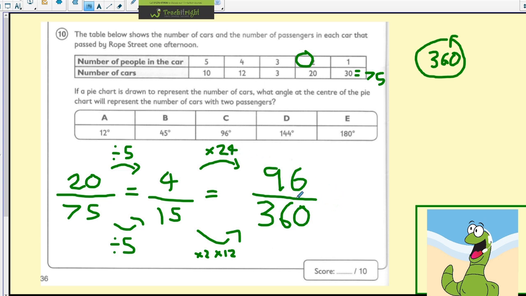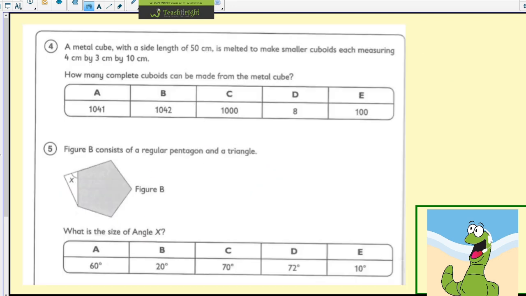Final answer then is not 96 out of 360, but it would be 96 degrees. Because that's what that degrees symbol actually means. That degrees symbol means out of circle, out of 360. And there's my answer. Right, guys, doing brilliantly.